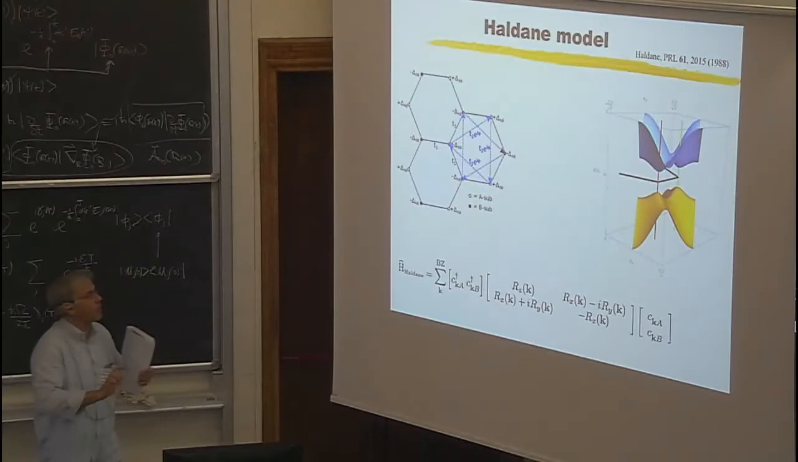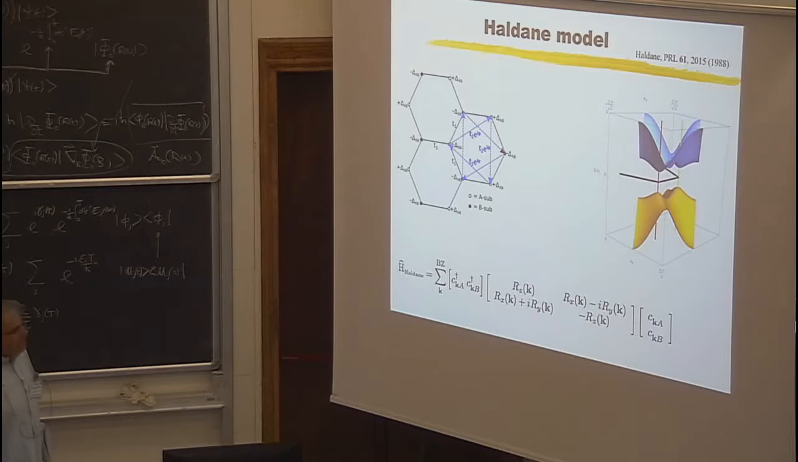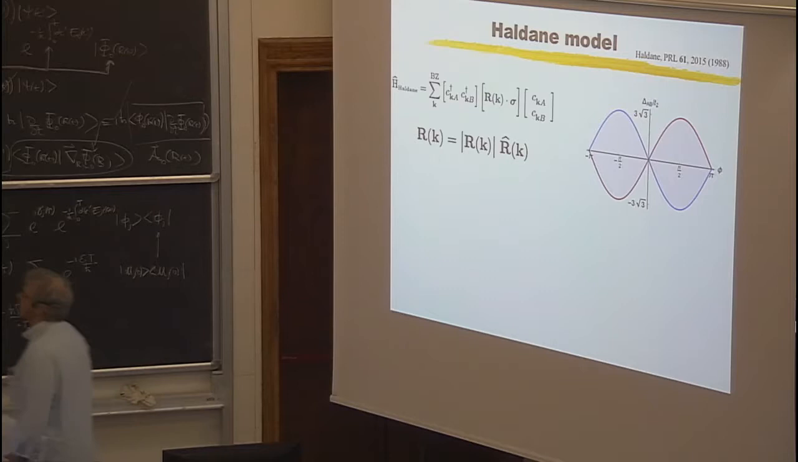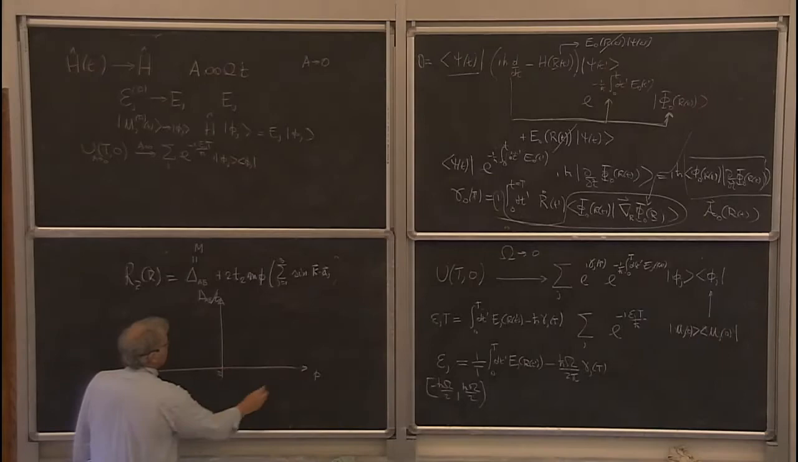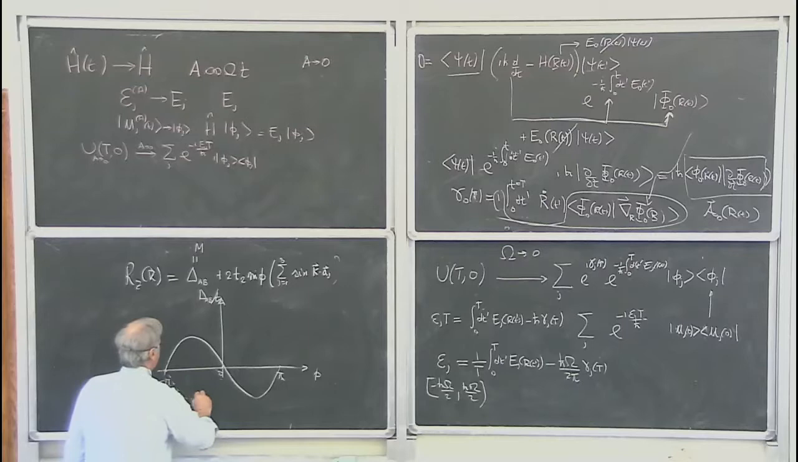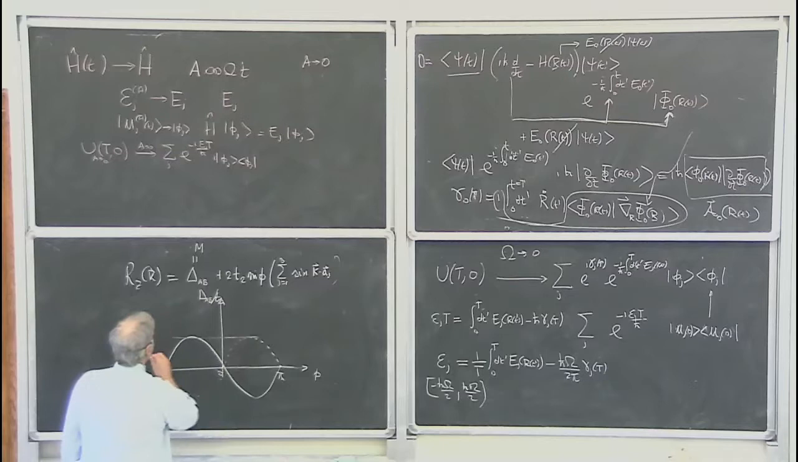You have broken time reversal, and he found a surprising thing. There is a phase diagram for this thing. If you plot this mass, so here you put M, or delta AB, over T2, okay? And here you put the flux, phi. So this is no flux. This is pi. This is minus pi. There is a curve that you can draw here, okay? Which is essentially a sine. Okay? It ends here at 3 root 3.